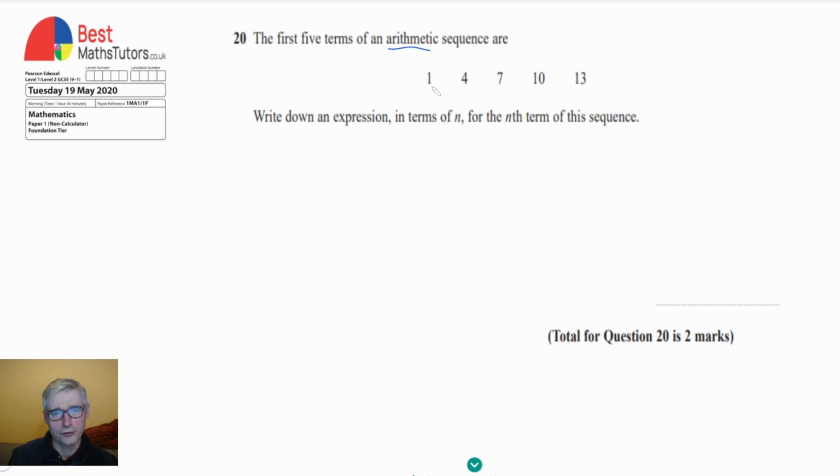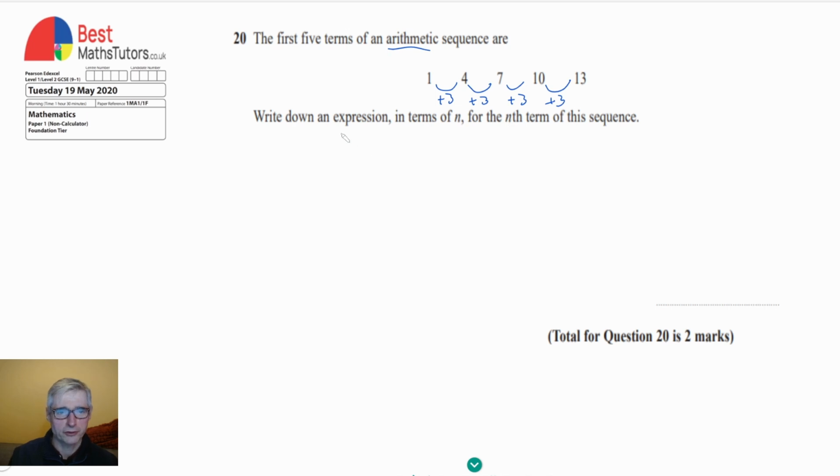So we can see we start off on 1, and then if we add 3, we will get the 4. And then if we add 3 again, we'll get 7. And if we add another 3, we get 10. And then we get 13. So that's how we know it's an arithmetic sequence, because it's always going up in the same step.